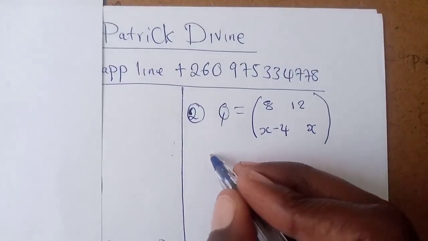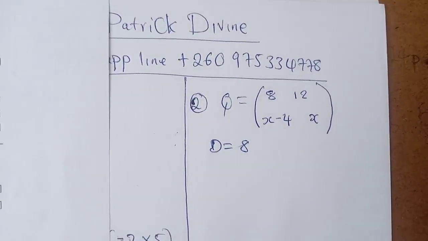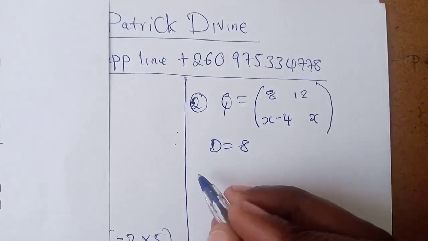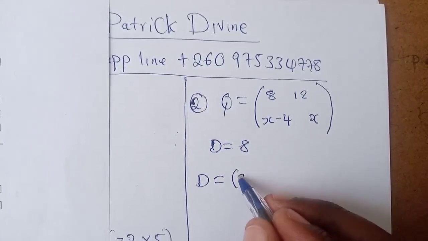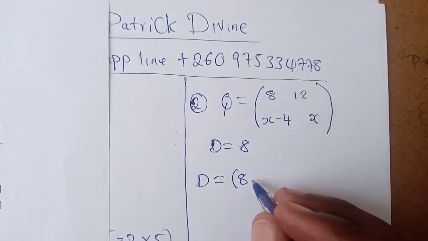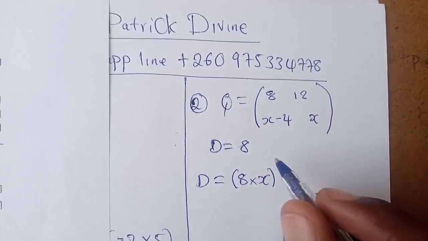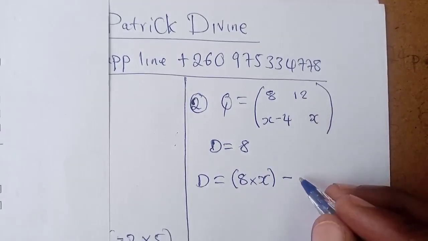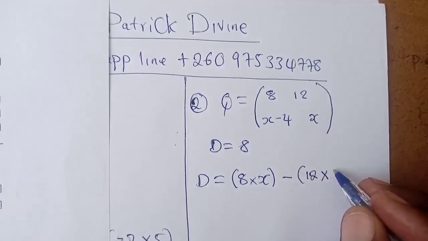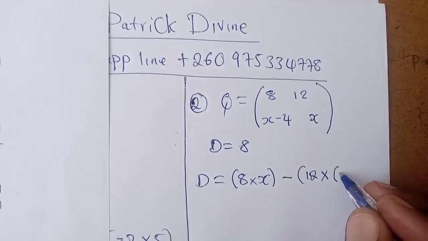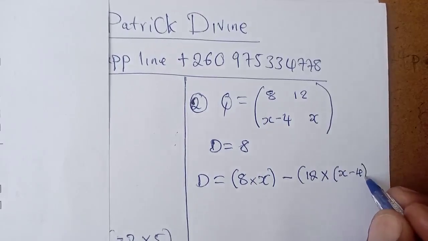Then they're saying that the determinant is 8. They have already found it. So find the value of x. So the determinant formula is equal to 8 times x minus 12 times this. So it will be 12 times x minus 4, like this.